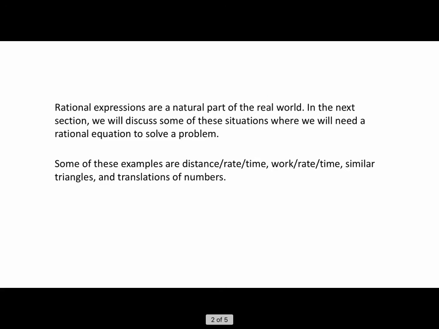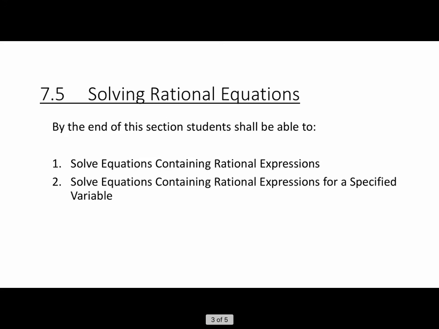Hi everyone! Rational expressions are a natural part of the real world. In the next section, we'll discuss some of these situations where we will need a rational equation to solve a problem. Some of these examples are like distance, rate, and time, work rate and time, similar triangles, and translations of numbers. But in 7.5, we need to first learn how to solve rational equations.